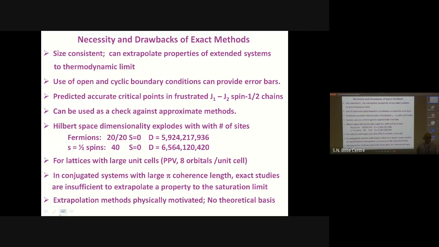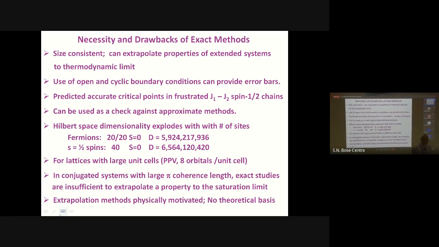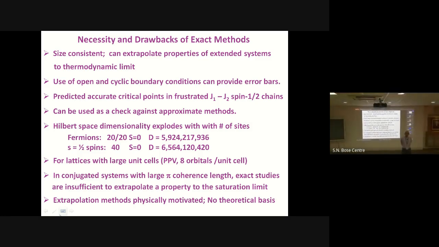Thank you very much, Mr. Ramasesha, for the overview of the field, and how to numerically handle it. So, some questions from the students.